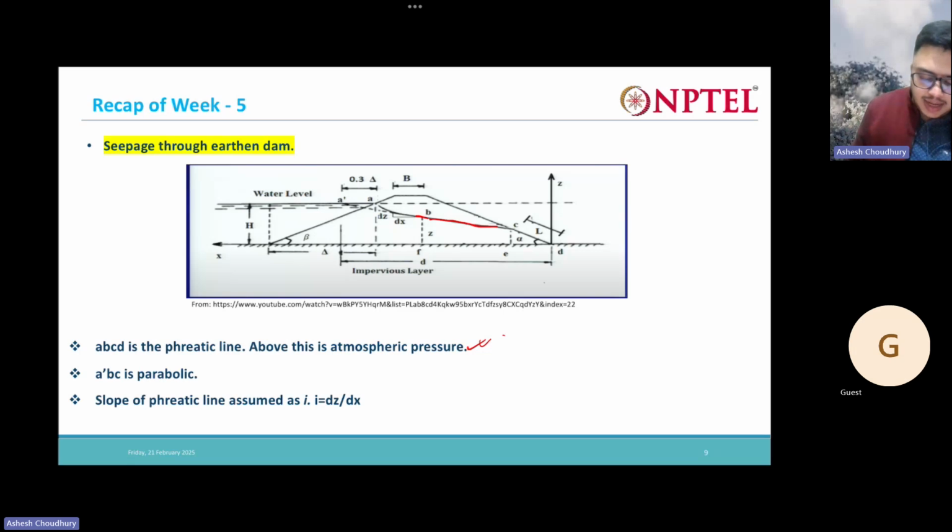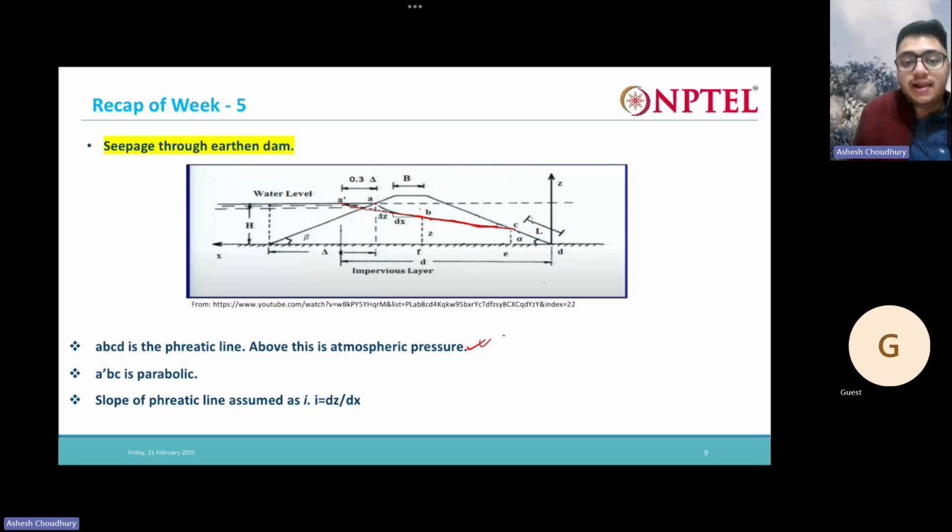Now this phreatic line, this A dash BC, is parabolic. So what we need to do is first estimate the ABC curve. Then I need to find the A dash point. If I find the A dash point, then I can get A dash BC. Now, A dash BC is nothing but my phreatic line.